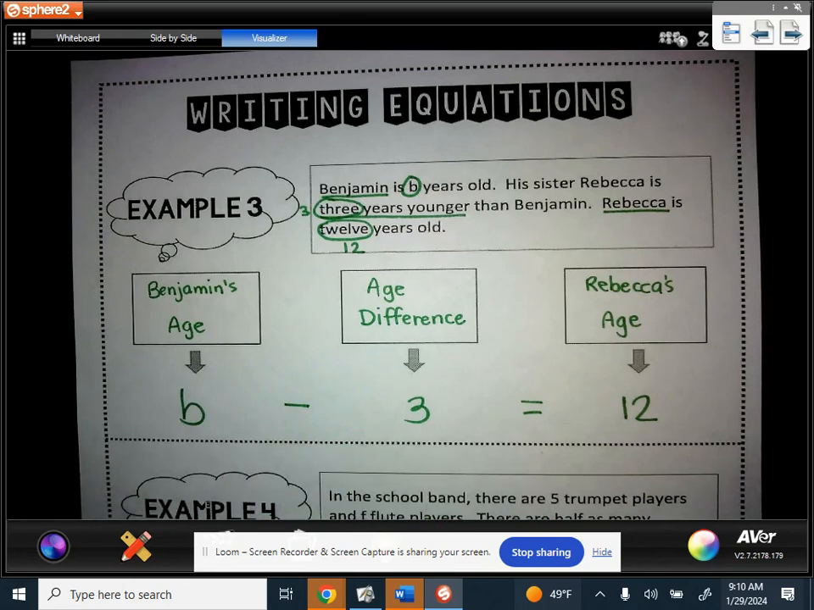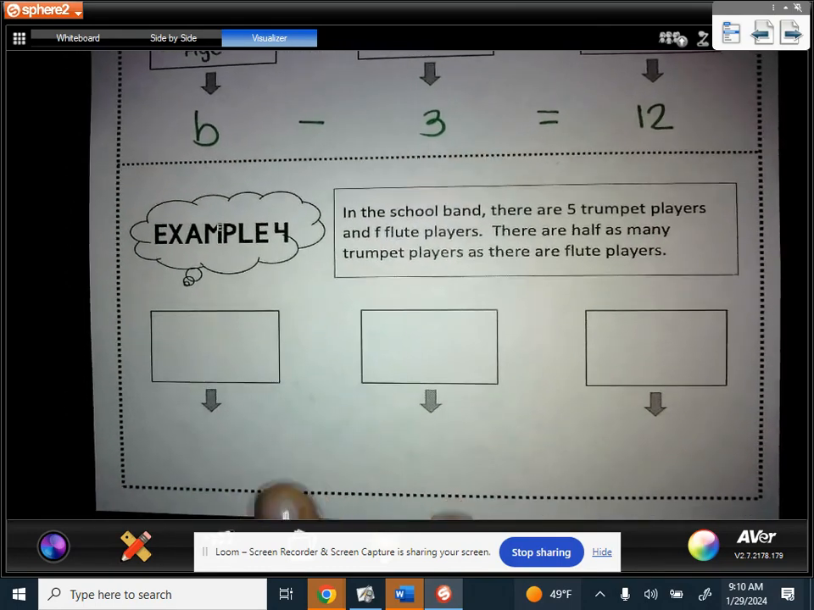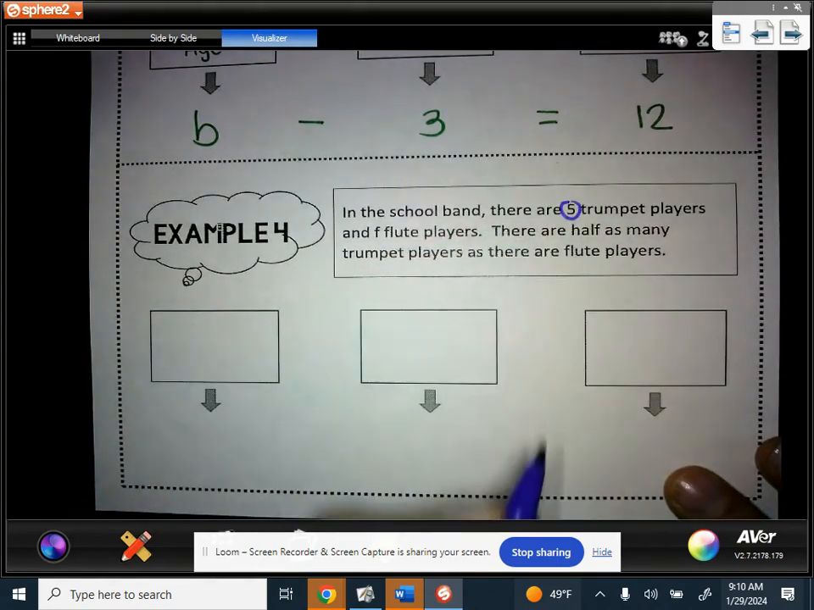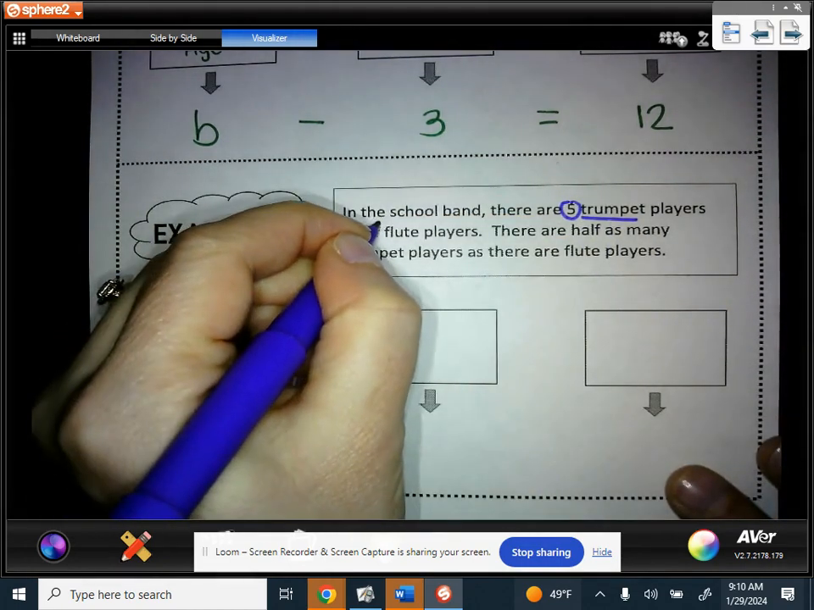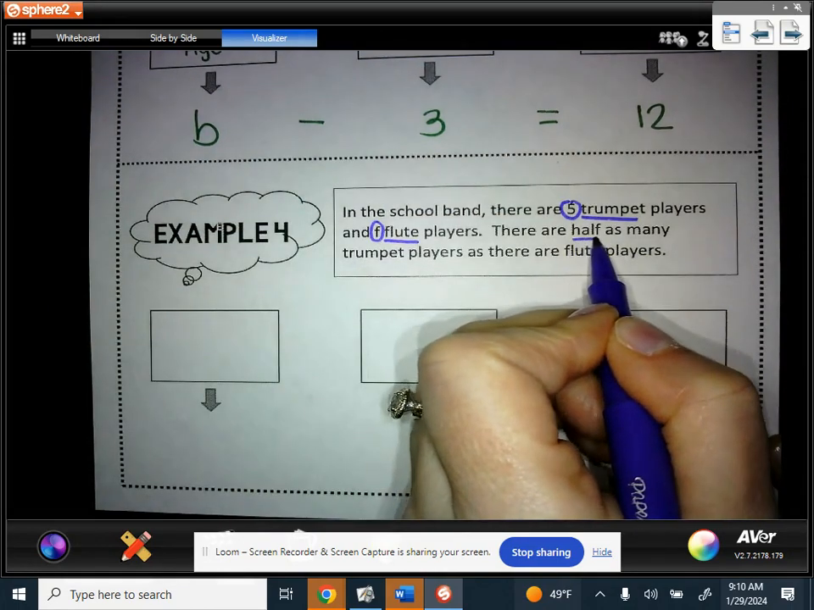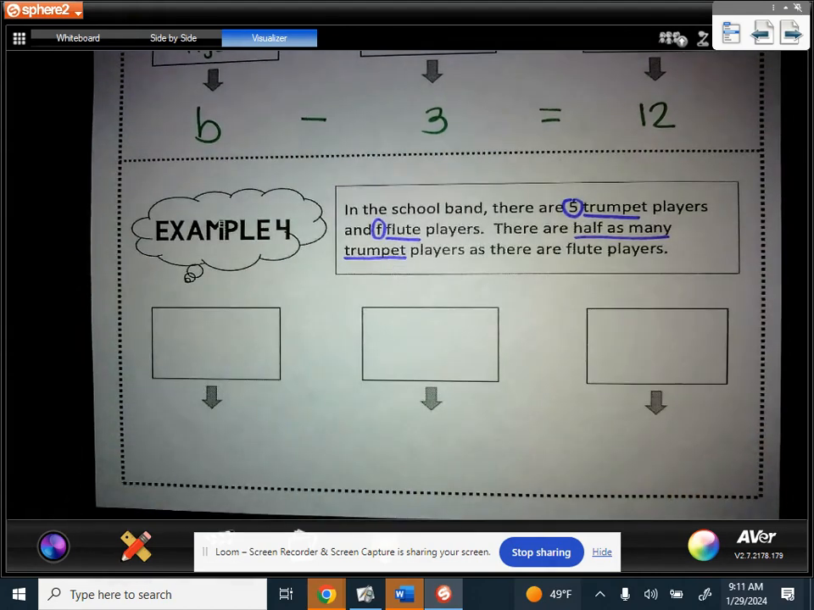Okay, and we've got one more example. It says, in the school band, there are 5 trumpet players and F flute players. There are half as many trumpet players as there are flute players. Okay, so this one is the hardest one, but just follow along with me. I think you'll be just fine. So we know how many trumpet players there are. We don't know how many flute players. We're going to call that F for right now. But we do know that there are half as many trumpet players as there are flute players. So there's more flute players than trumpet players.